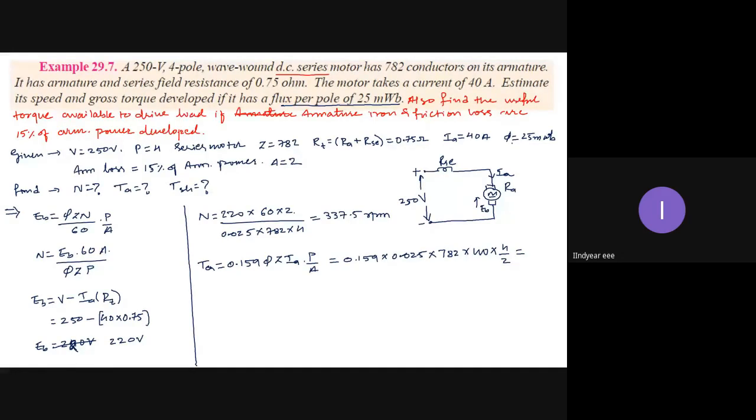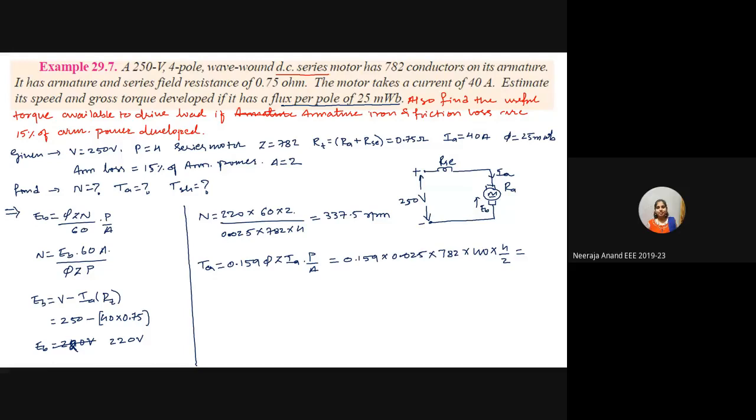What is your doubt? That phi is total flux. So 25 milli into 10 to the power of minus 3 is not considered? I have taken 0.025. Okay, sir. Instead of 25 into 10 to the power minus 3, I have written 0.025. Same. One and the same.